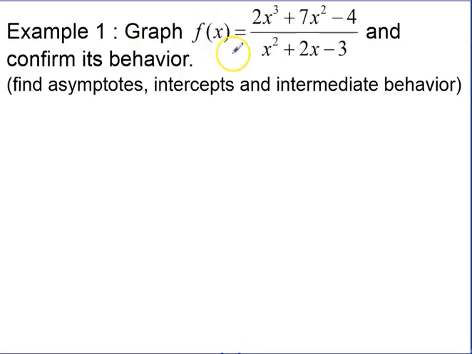So we're going to graph this rational function where the degree of the numerator is greater than the degree of the denominator, and then we're going to confirm its behavior. And when we confirm its behavior, remember there's 5 pieces. We're going to find the asymptotes. Those could be horizontal or vertical. I want to find the x and y intercepts, and then what's the intermediate behavior near our vertical asymptotes. Okay. So first off, we want to find the end behavior asymptote, that slant asymptote.